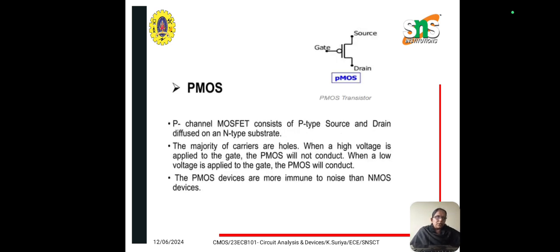Next is PMOS. The P-channel MOSFET consists of p-type source and drain diffused on an n-type substrate. The majority of the carriers are holes. When a high voltage is applied to the gate, the PMOS will not conduct. When a low voltage is applied, PMOS will conduct. The PMOS devices are more immune to noise than NMOS devices.